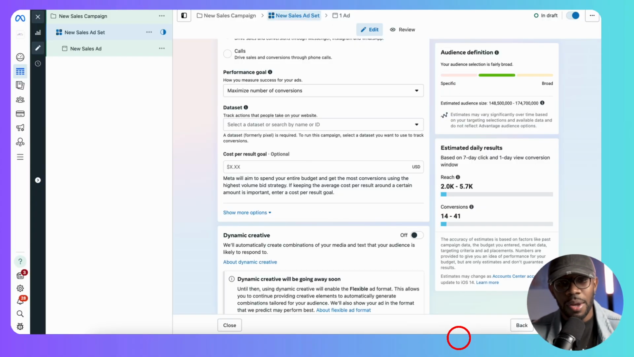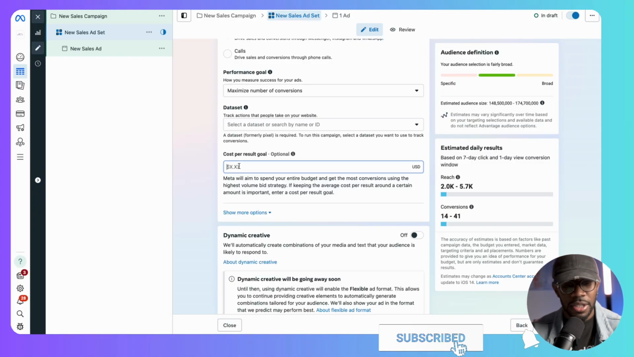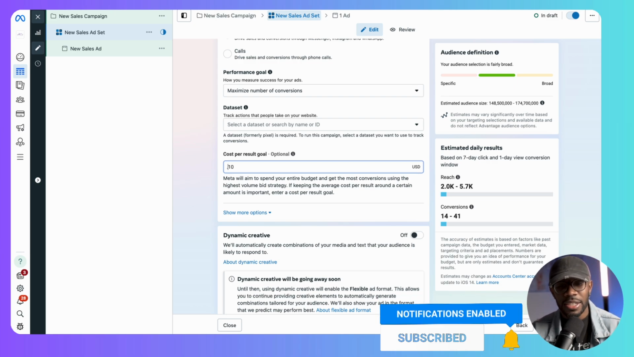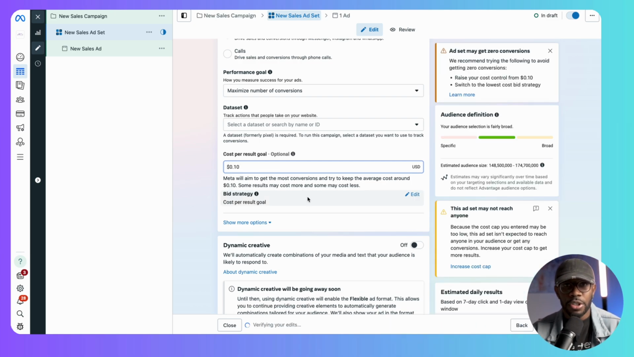So let me show you how this works and actually talk through the pros and cons about this feature. So say you're running a conversion campaign to your song on Spotify and you're getting about a 5 to 10 cent conversion. So you could come in here and then tell Meta that you don't want to spend anything more than 10 cents for a conversion or for a result.